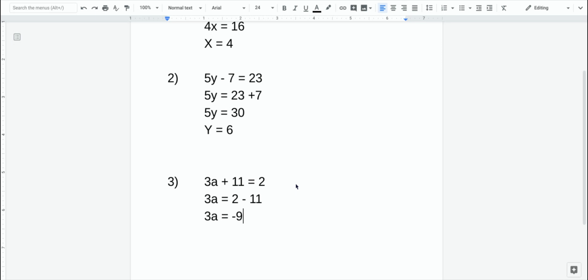Okay, so that's the tricky little bit. 3 times something is negative 9, so that must be 3 lots of negative 3. So a must be equal to, we'll keep it lowercase a, negative 3. You can check your answer. 3 lots of negative 3 is negative 9. Negative 9 plus 11 is positive 2. Hopefully that makes sense to you, and you will be able to work through that first worksheet at least.